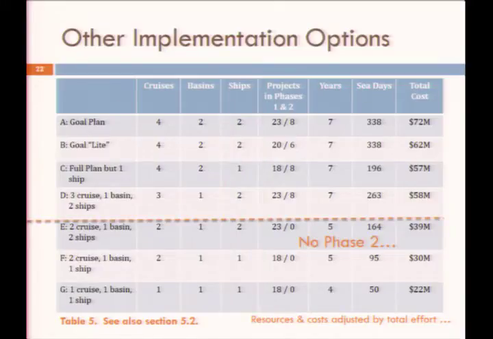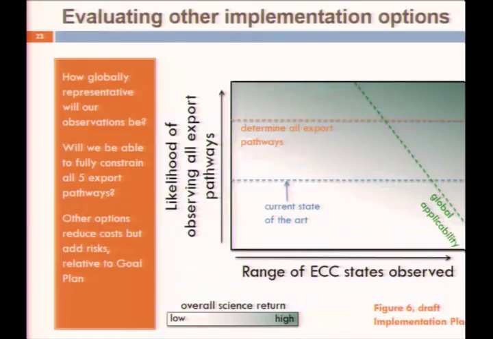And we also evaluated options that dropped support for phase 2 projects. So assuming if we can get this coordinated, incredibly detailed set of observations in the field, then those data will be there and synthesis will happen, but not explicitly as part of EXPORTS. So things below the line here, options E, F, and G, don't have any phase 2 projects. So there's quite a difference in cost scale here as well. So that's just adjusting total effort, people that are involved, ship time that's necessary.